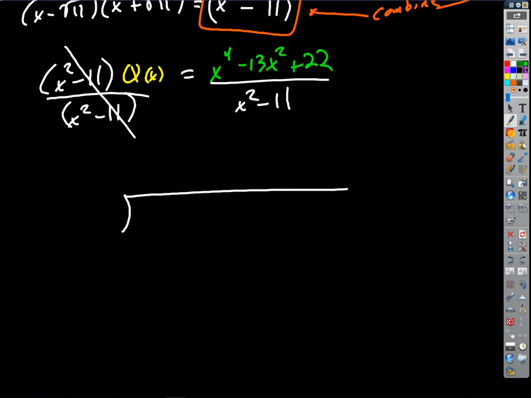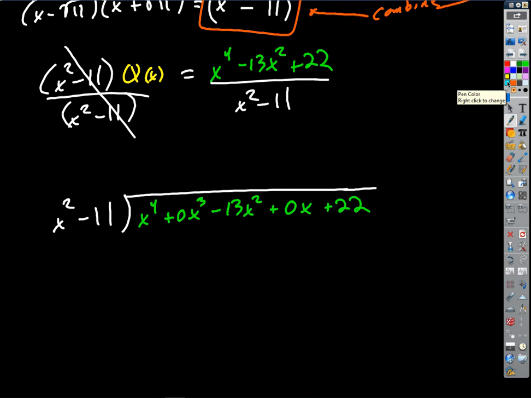So inside, what do I write inside? x to the 4th? No, minus 0x cubed, minus 13x squared, 0x, good. Plus 22, good job. Out front, I've got my x squared minus 11. I don't need to have separate columns out front, that doesn't matter, because I'm just going to put them in the right places when I subtract it, right? So what's my first term going to be? x to the 4th divided by x squared is x squared.